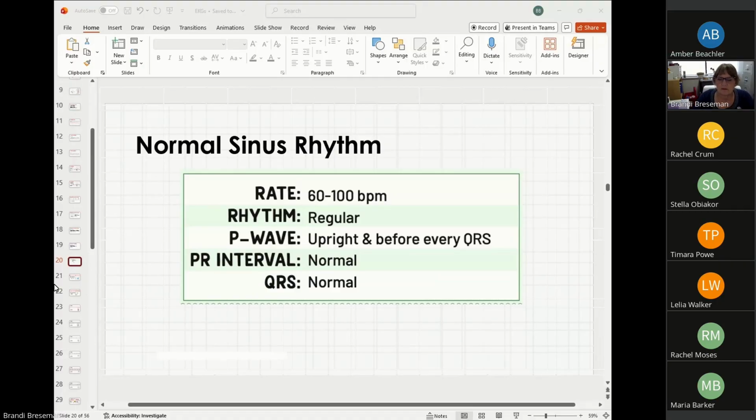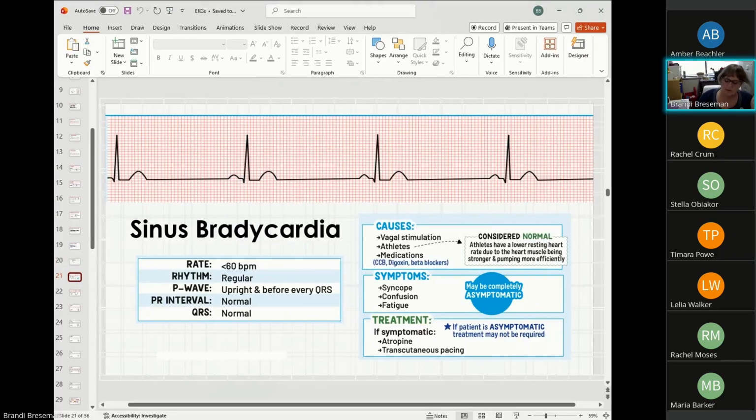All right. Now, normal sinus rhythm has no treatment, and the only cause is normal. That is what we want our patients to be in. That's why we call it normal sinus rhythm. That's what we want. Okay.